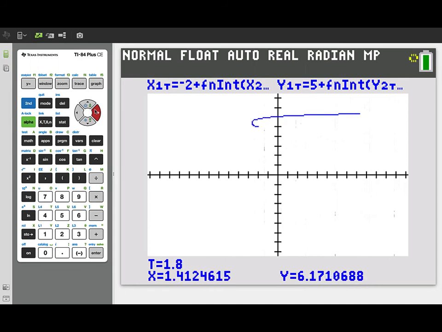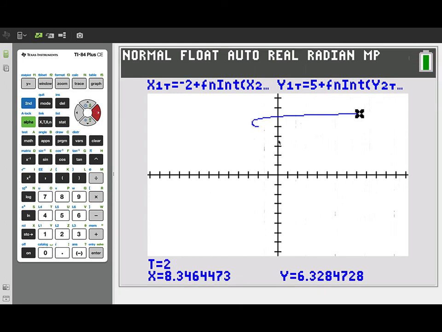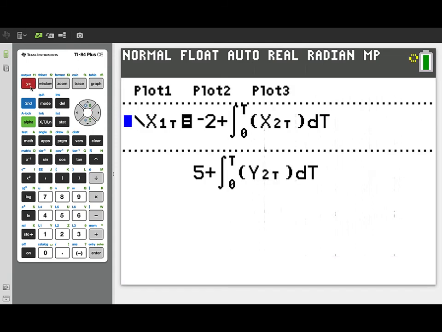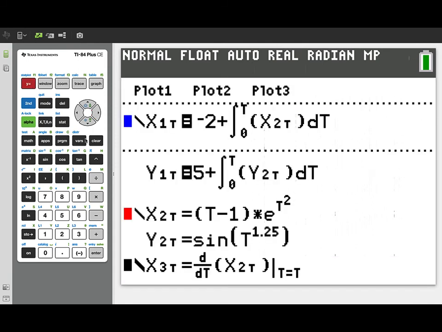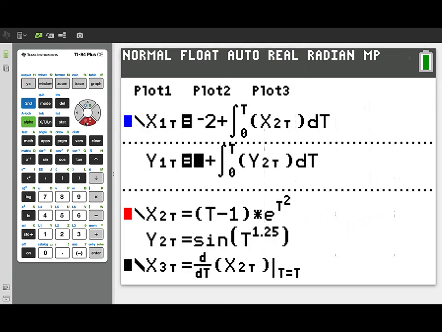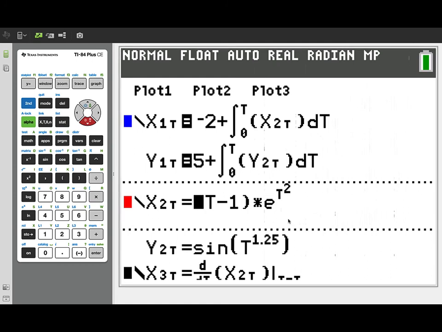Now the question is, is that point at t equal 1 the leftmost point this particle reaches for all time? And does it just keep going forever to the right? What's going on with that? For that we'll need a little bit deeper analysis. So we're going to return to the y equals menu and take a look at our velocity function very carefully.